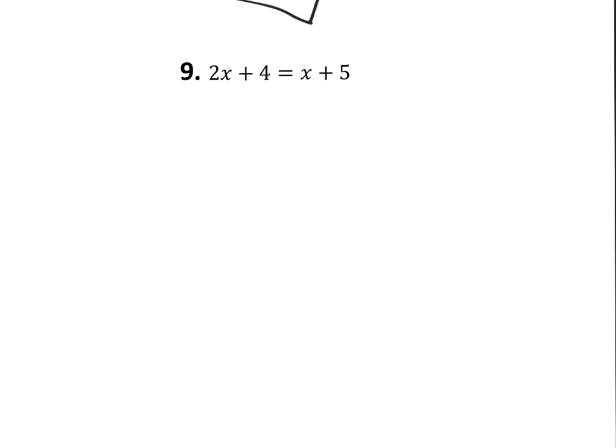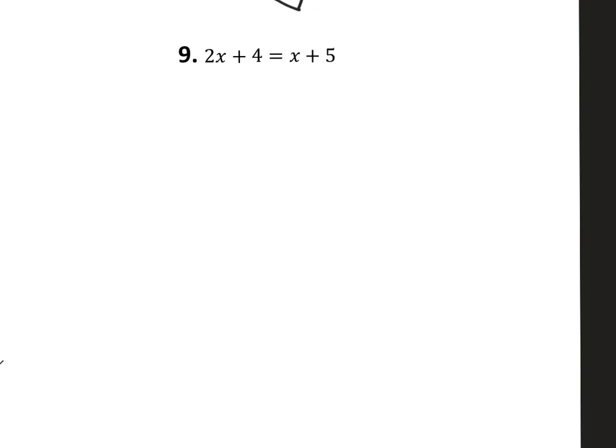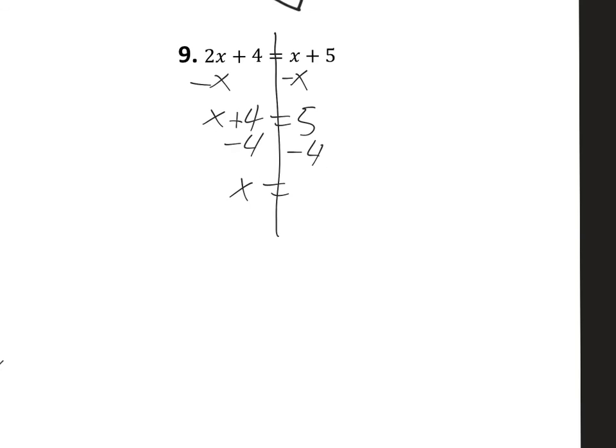Okay, and then the last one. We are going to do everything to one side. I think I just want to move all the x's to the left side and the regular numbers to the right side. So I'm going to subtract x, minus x, minus x. That's x plus 4 equals 5. And then I'm going to subtract 4, minus 4. x equals 5 minus 4, which is 1. Double checking this, we have 1 plus 4, which equals 5, which is what I wanted. So perfect. We're good.